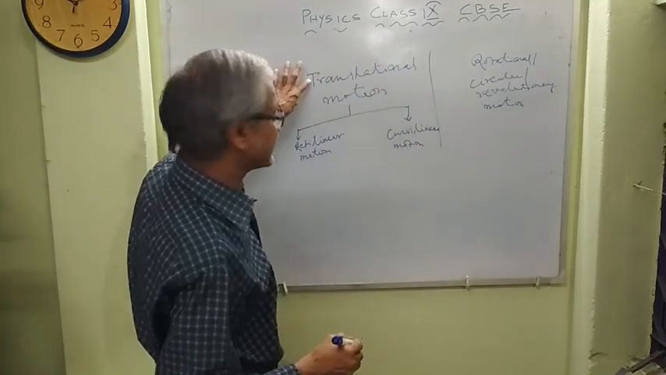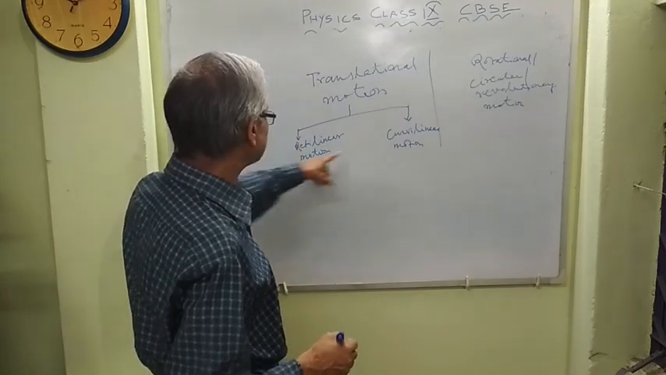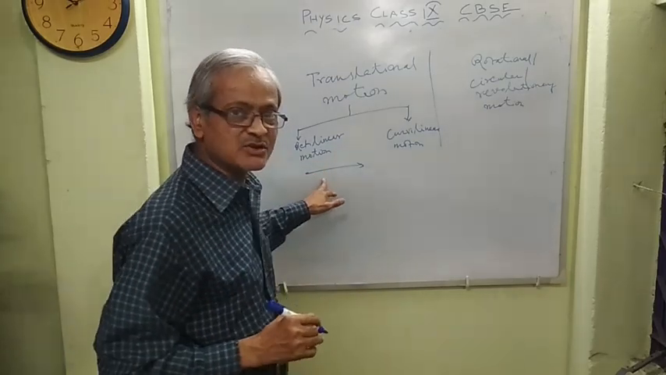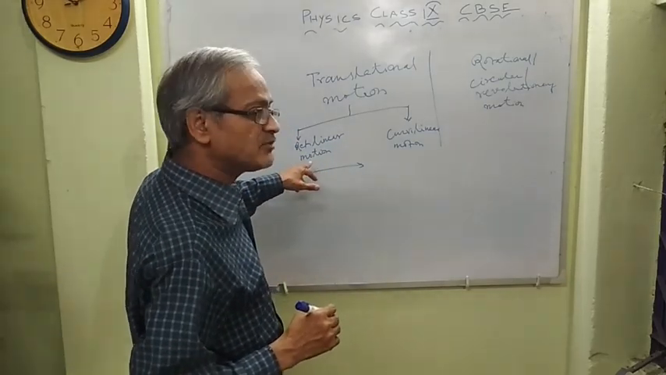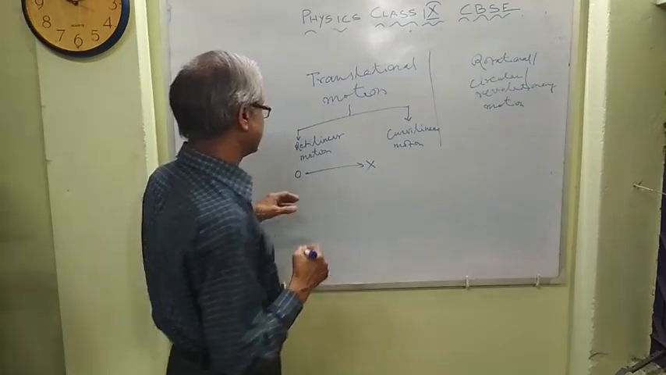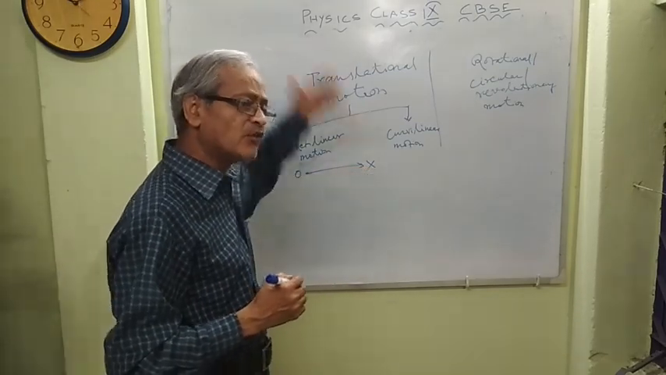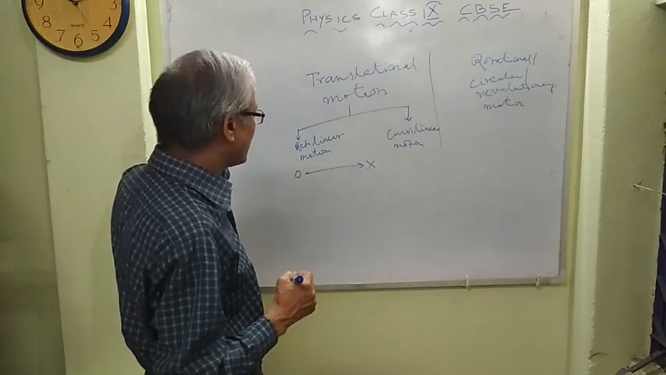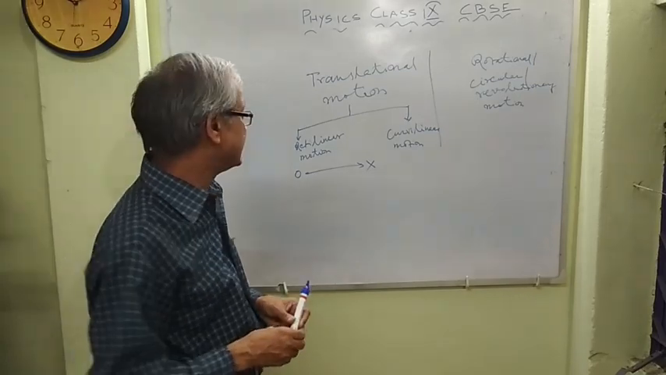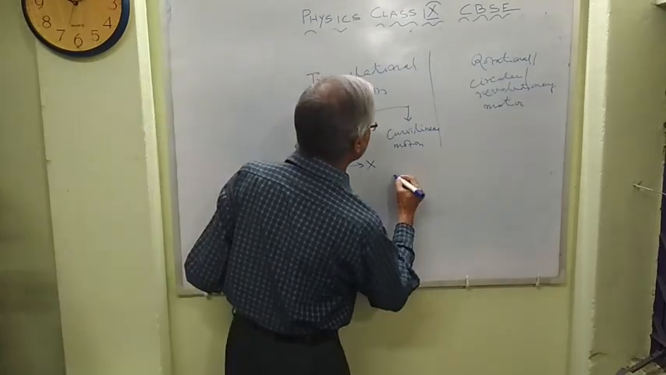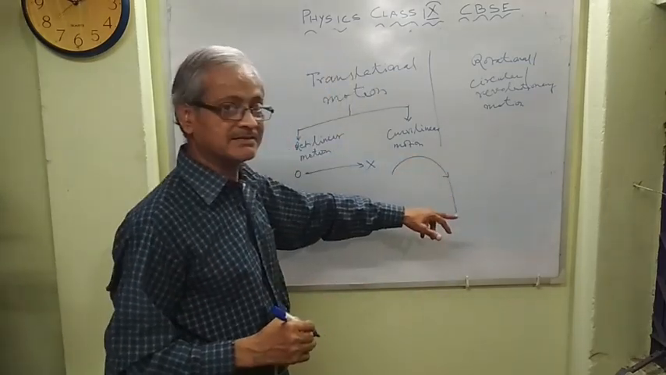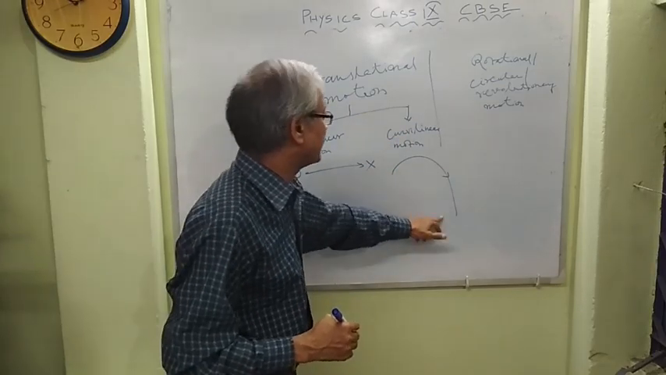In translational motion, when the whole body moves along a straight line path, that is one-dimensional motion, it is called rectilinear motion. If we take O as the origin and this is the x-axis, then it moves along the x-axis or y-axis or z-axis only. Rectilinear motion is the motion of a whole body in a straight line path. And curvilinear motion is the motion of a body moving as a whole in a curved path.